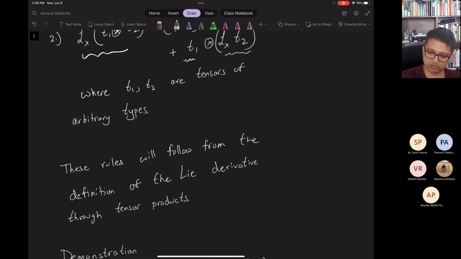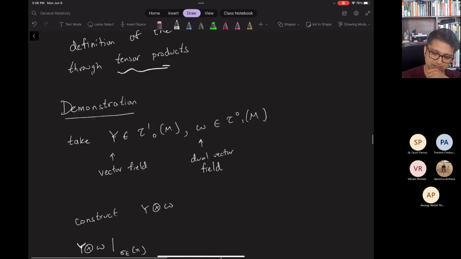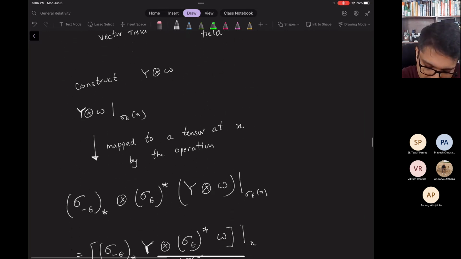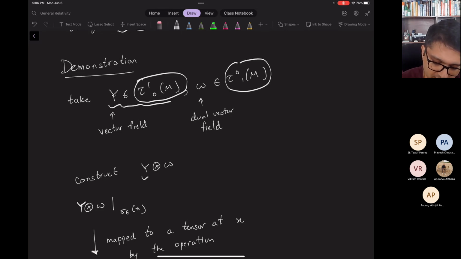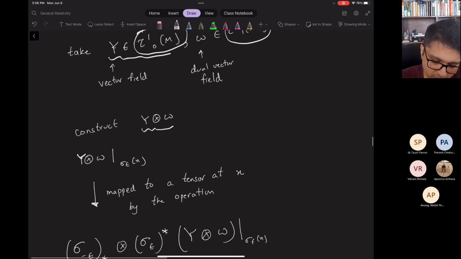Okay, so these rules will follow from this intuitive definition of the Lie derivative through tensor products. Let me just show you an example of how you would evaluate this. Suppose we take a vector field y belonging to the space of vectors and omega belonging to the space of dual vectors. Let's construct the tensor product y tensor omega. We'll take y tensor omega and evaluate it at the displaced point, that is sigma epsilon of x.